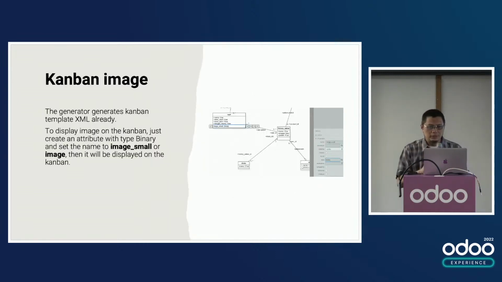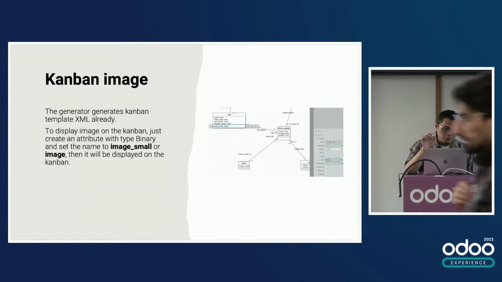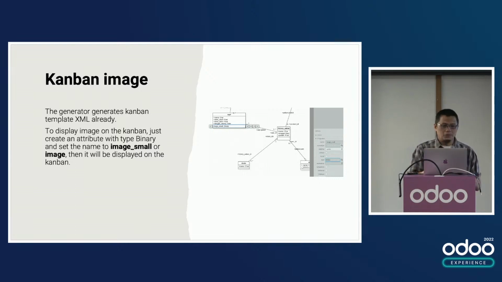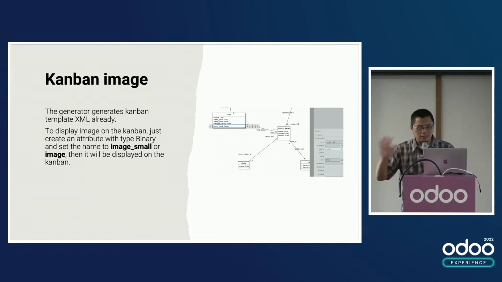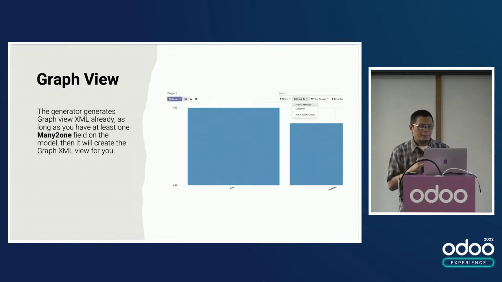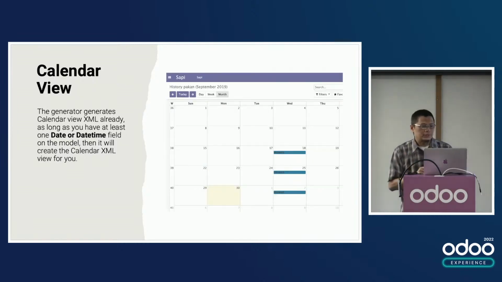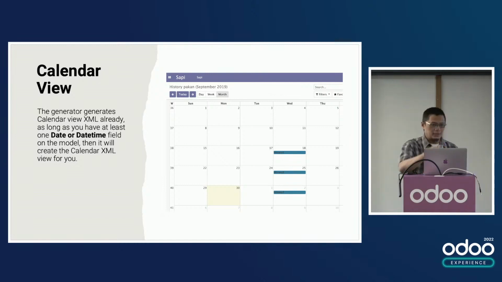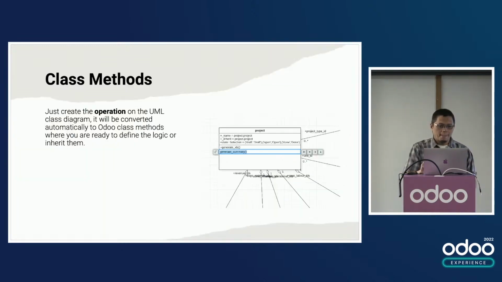And Kanban, we also create the Kanban image as long as you have an image small or image field name, a binary type of field. I will generate the Kanban image for you. And the graph view, as long as you have a many-to-one field, it will generate the graph view for us. Calendar view, as long as you have a date or date time field on the class, it will generate the calendar for us.